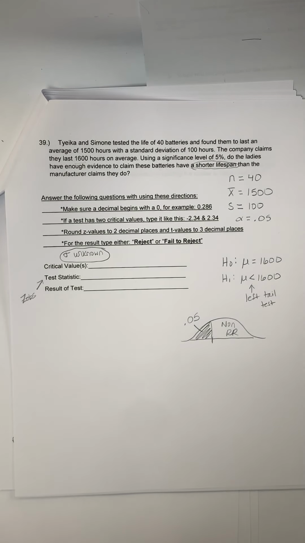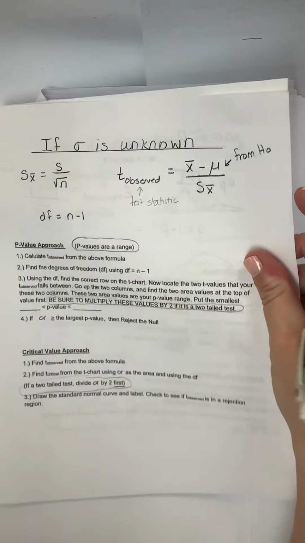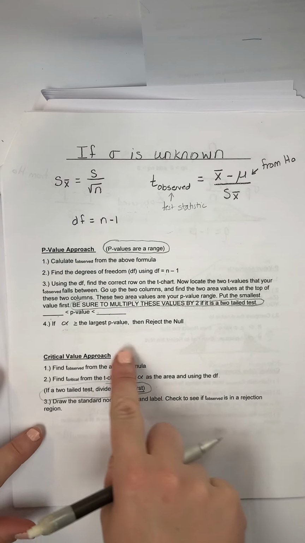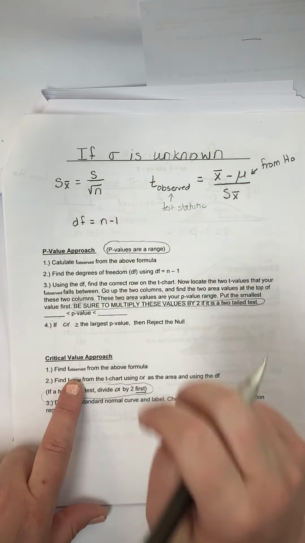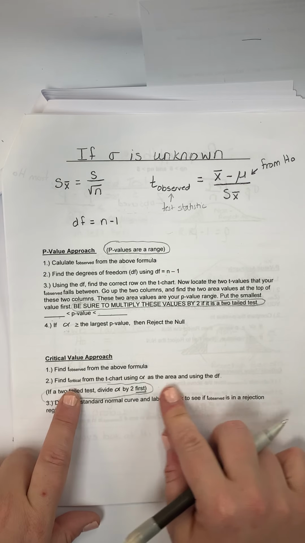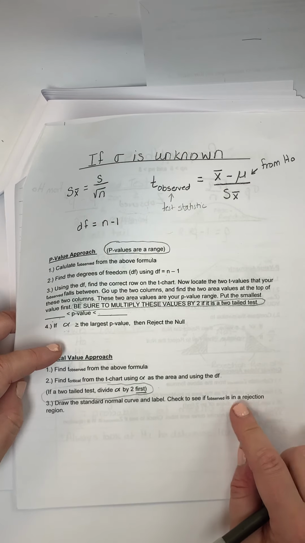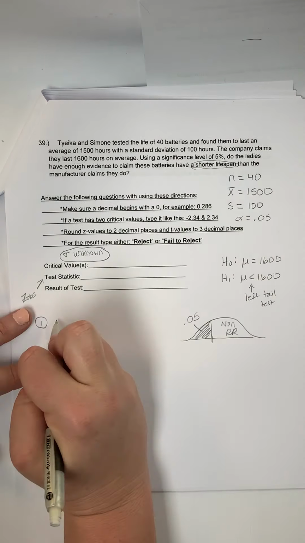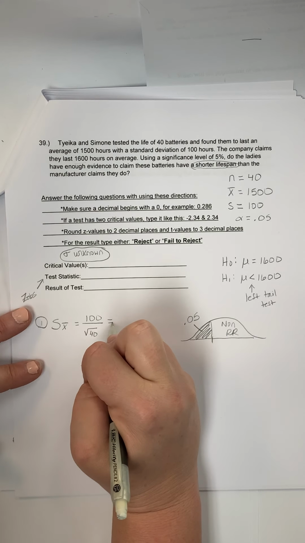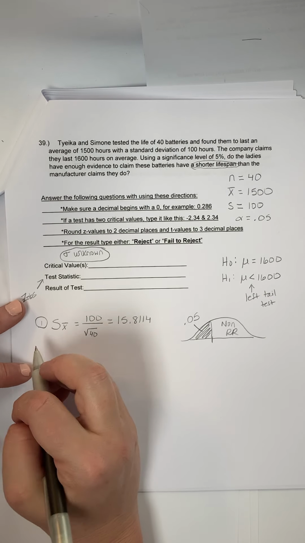So now we'll go to sigma unknown, critical value approach. We're going to do T observed, that's our test statistic. T criticals from the chart, we'll go to the chart in a minute. And then we're going to check and see if T observed is in the rejection region. So first step, S of X bar. We have S divided by square root of 40. That gives us 15.8114. Ooh, that's a big S of X bar.